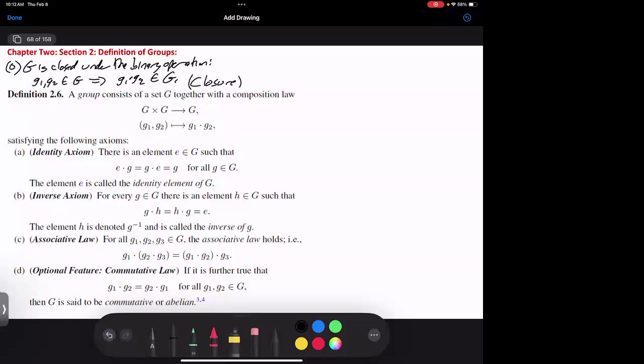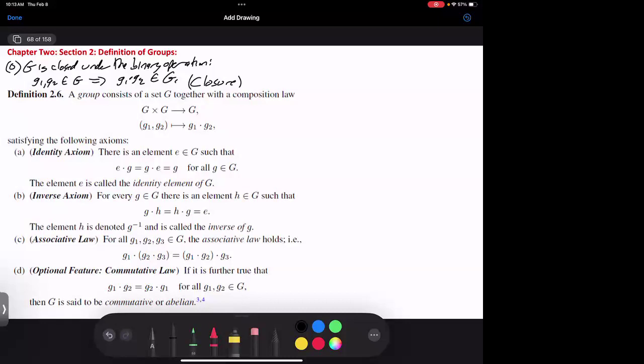Not everything is closed. For instance, if I do integers under division, the integers are not closed under division. Can I divide 5 by 2? Yes. I'm not going to get an integer. So I leave the space of integers and I have to look at maybe a larger space, but I can definitely do the operation. And so here we want the set to be closed under the composition law.